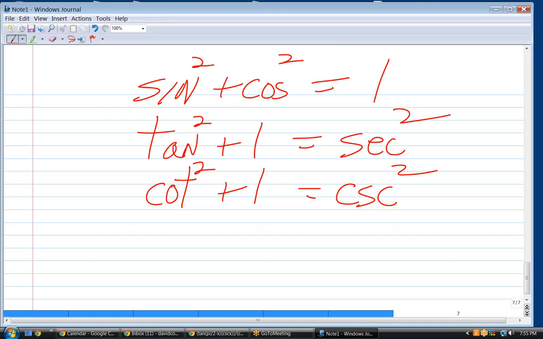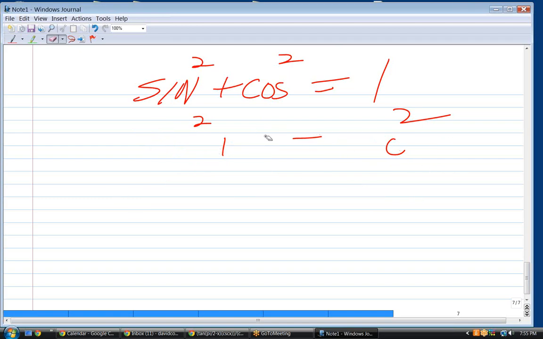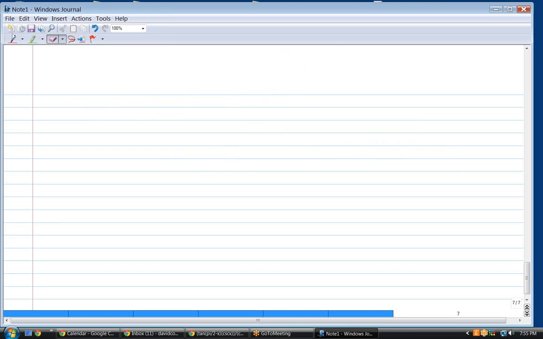Because all of the problems that you're getting are based on those 11 identities. And then also the 6 cofunction identities. In other words, sine of pi over 2 minus x is the same as cosine of x. Those 6 cofunctions are pretty easy. It's just pi over 2 minus x for each one of them.